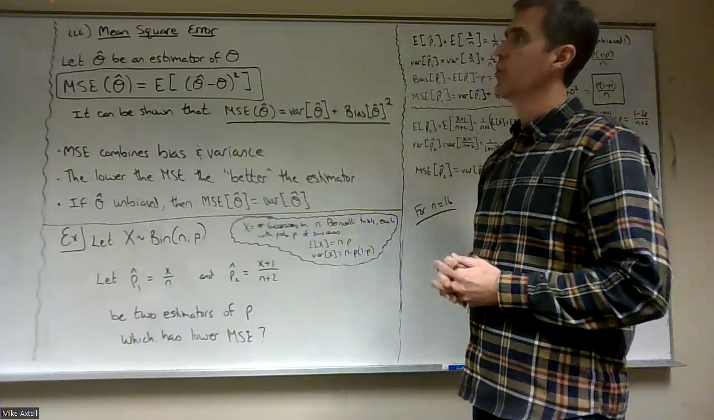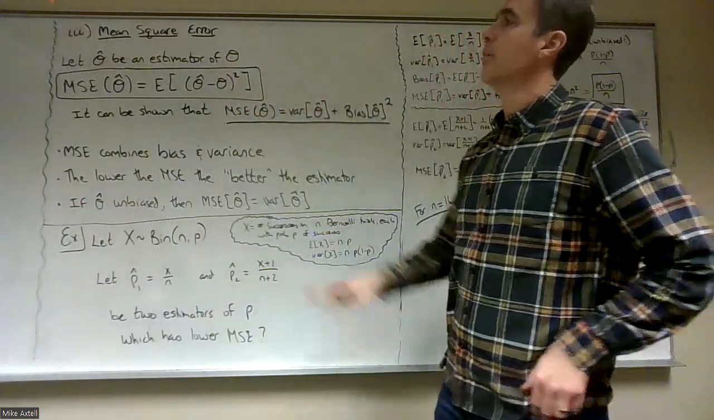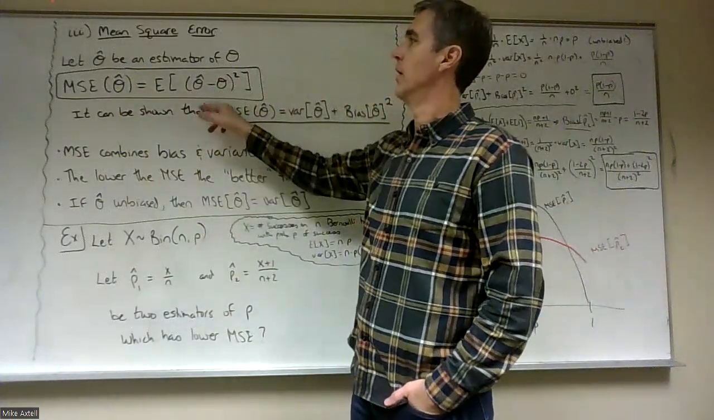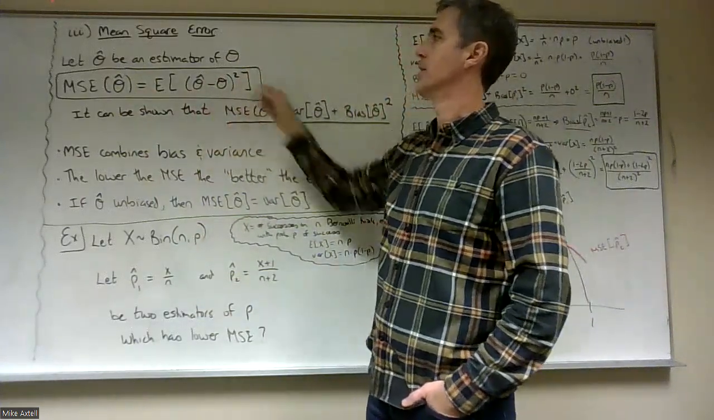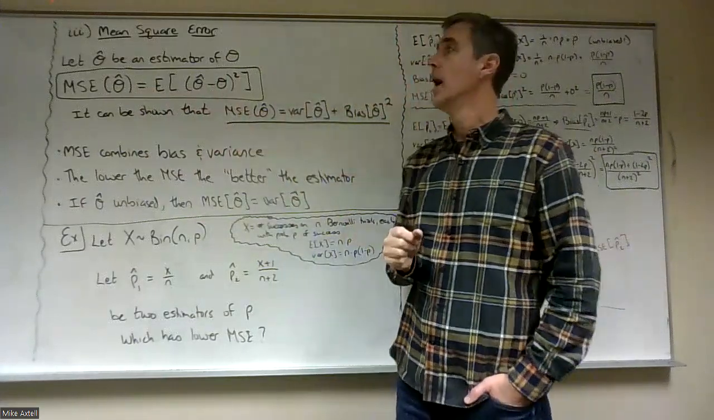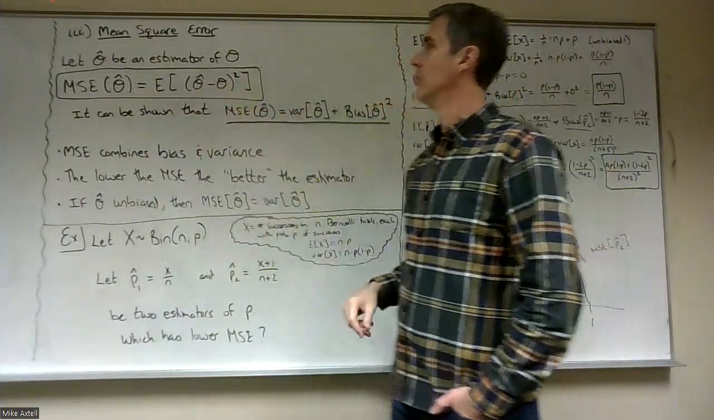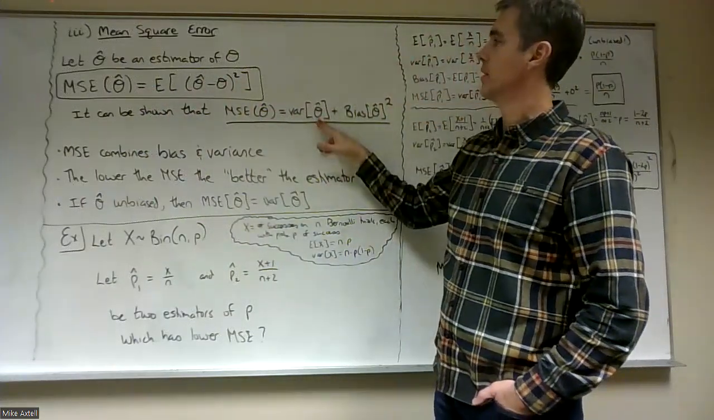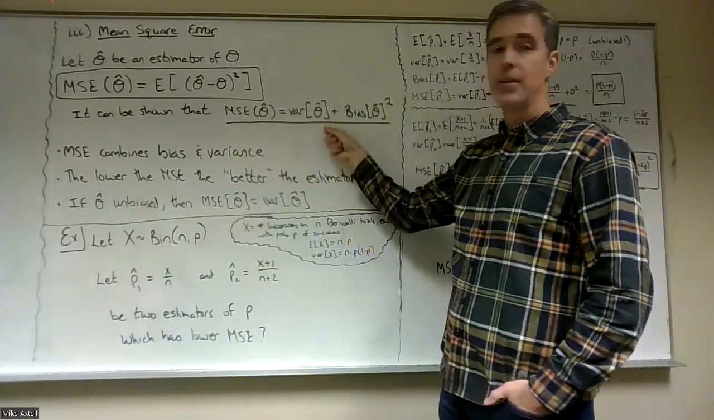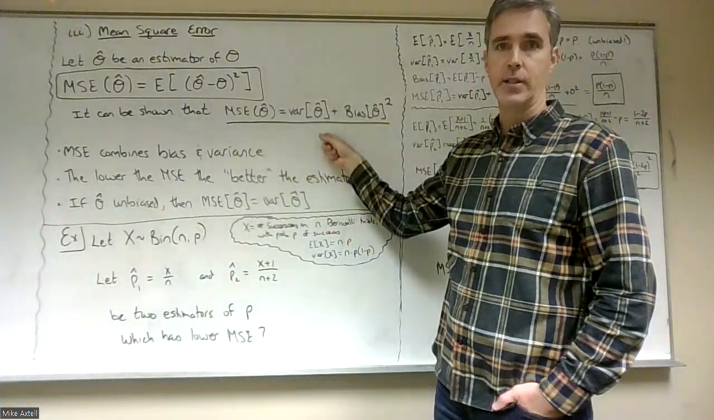All right, so we've got theta hat, an estimator of a population parameter theta. The mean squared error of theta hat is defined to be the expected value of the quantity theta hat minus theta, squared. So that's the definition, similar to the definition of the variance. And similarly, it can be shown that that expected value is equivalent to the variance of theta hat plus the square of the bias of theta hat. And this will be the form of mean squared error that we actually use on a day-to-day basis to compute things.